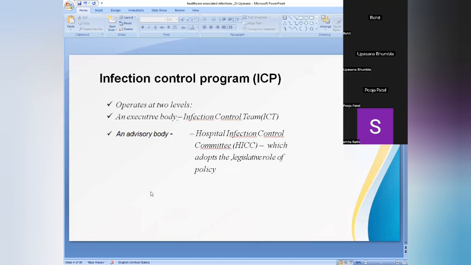So talking about the advisory body, it is the Hospital Infection Control Committee, which plays the legislative role. And there is an executive body which works on a day-to-day basis, which is formed by the infection control team.